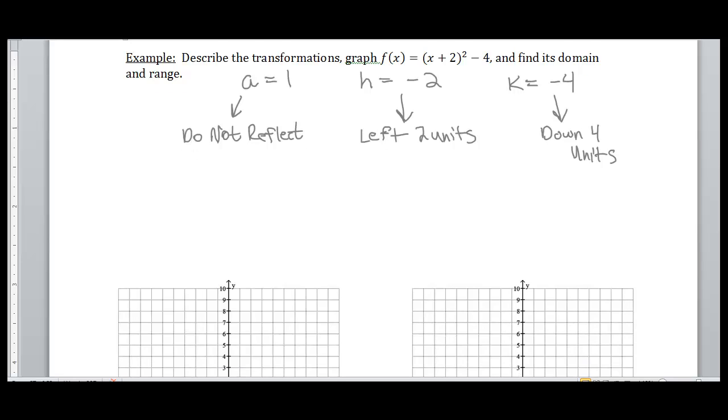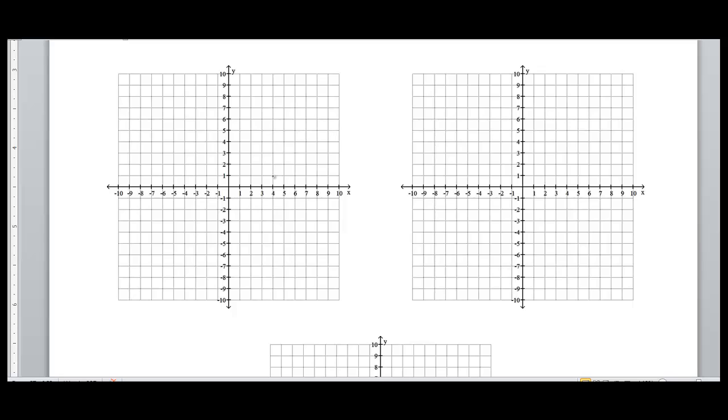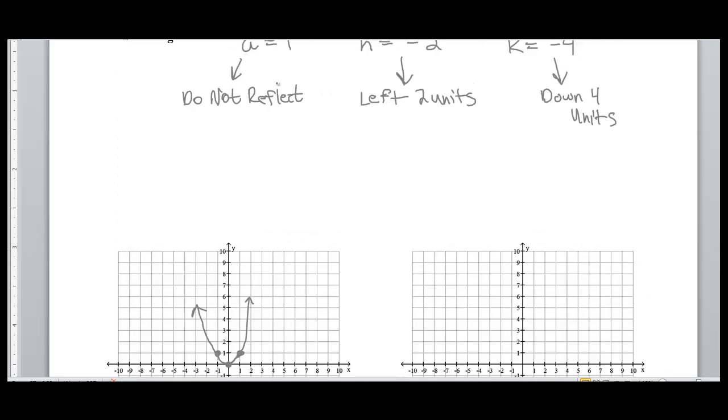So let's do that. I'm going to go to my graph, and my function f(x) = x² goes through those 3 points: (0, 0), (1, 1), and (−1, 1). And I always want to see at least 3 points. So I have my parabola here that looks like that. Now I'm going to do my first transformation, which says do not reflect. Well, I don't have to do anything for that, so that one's already done when I graph f(x) = x², which is right here.